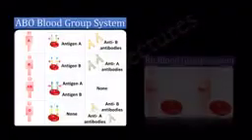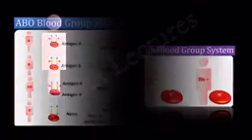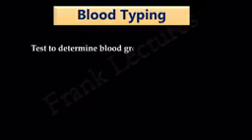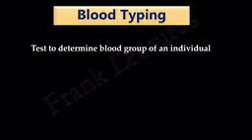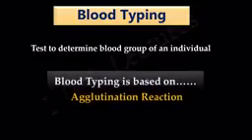We have understood ABO blood group system and RH blood group system in previous video lectures. We also saw that on the basis of these two blood group systems, humans have 8 blood types. In today's video lecture, we will explain blood typing or blood group test. Blood typing refers to the test to determine the blood group of a person. This test is based on agglutination reaction.